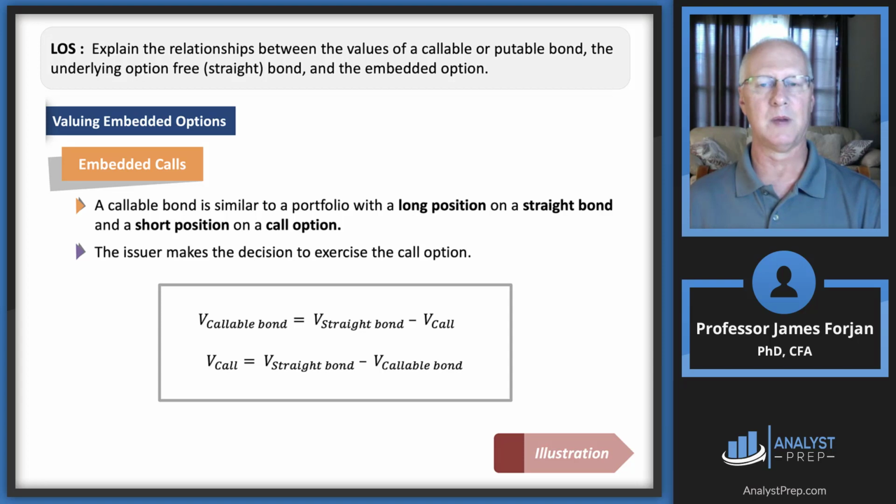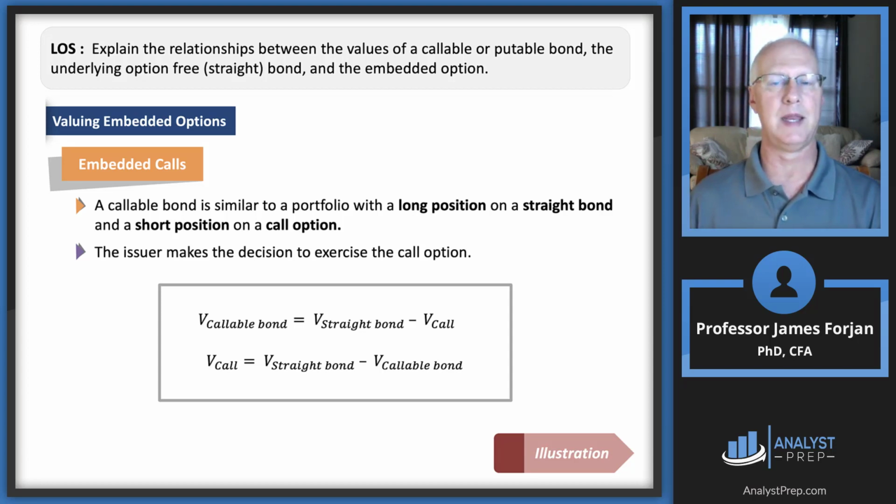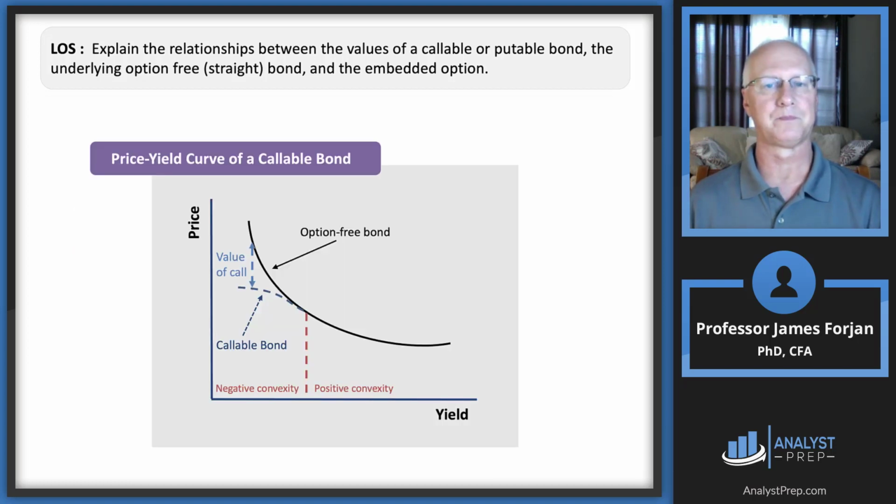And so look at the box down there at the bottom. The value of a callable bond is equal to the value of a straight bond, option-free bond, minus the value of the call. So bonds with embedded call options will sell for lower prices than identical bonds that have no option embedded in them, because of that short position, right? That short position lowers the price of the bond.